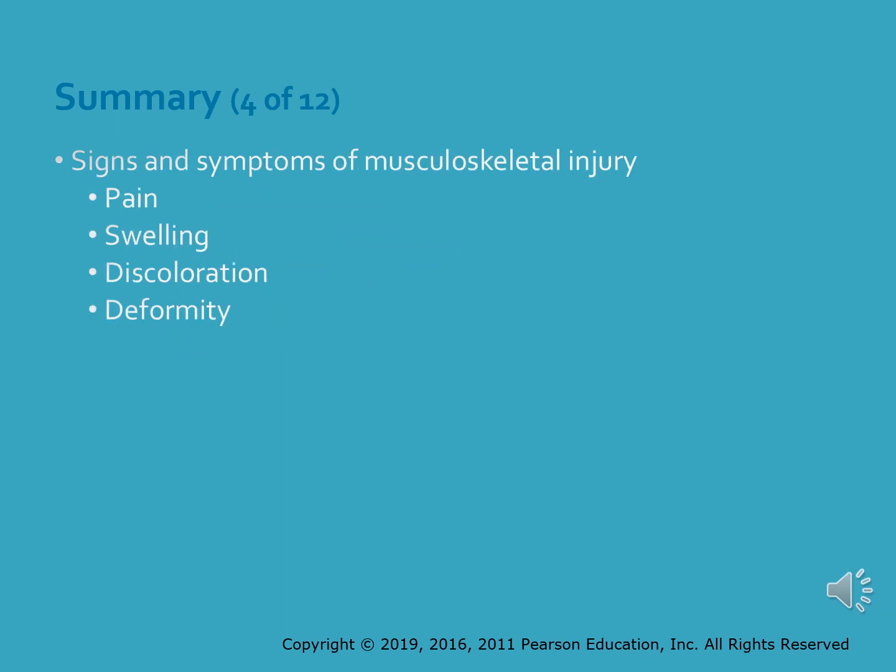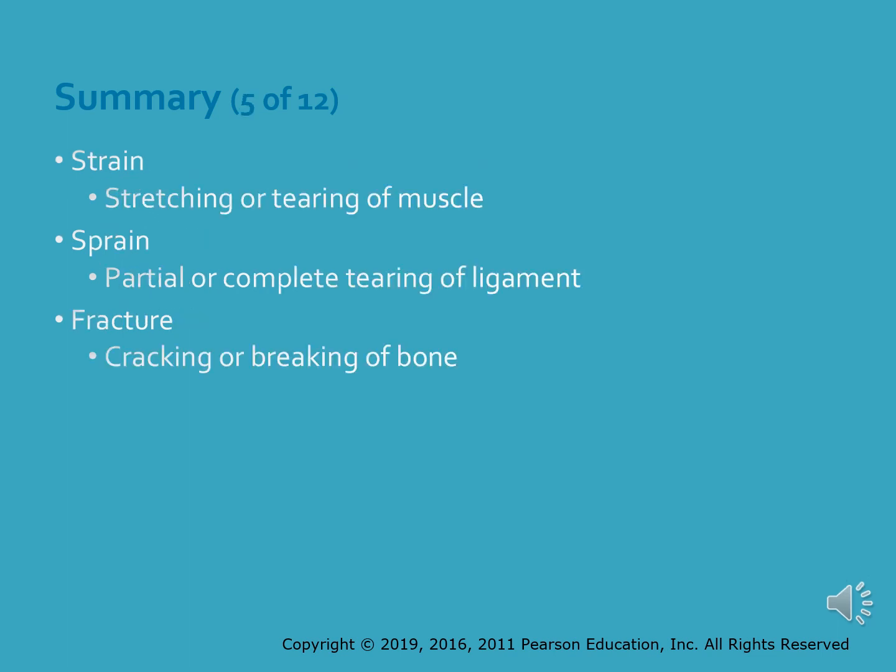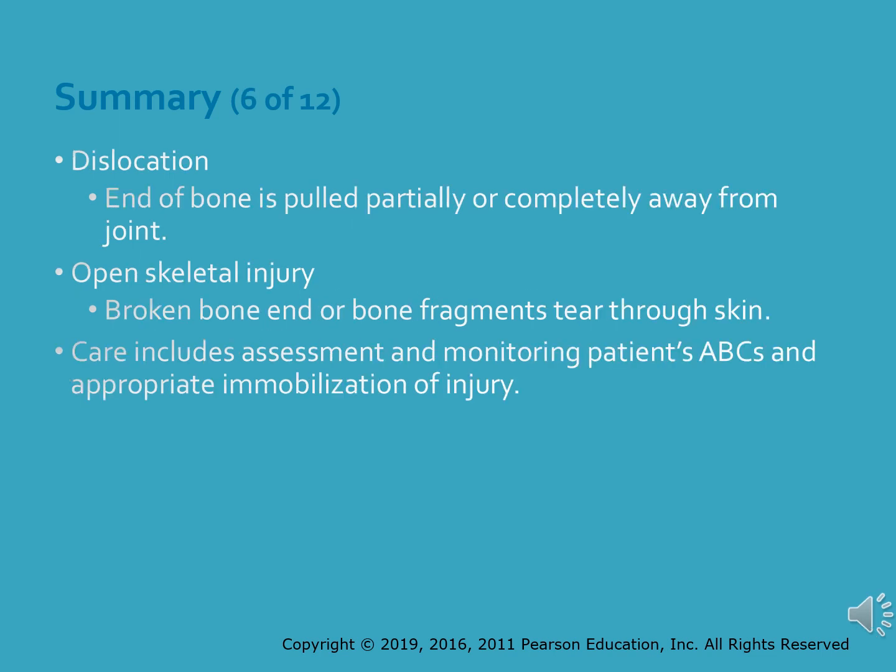Signs and symptoms of musculoskeletal injury are pain, swelling, discoloration, and deformity. A strain is stretching or tearing of the muscle. A sprain is a partial or complete tearing of the ligament, and a fracture is cracking or breaking of a bone. Dislocation is the end of a bone that is pulled partially or completely away from the joint. Open skeletal injury is when broken bone ends or bone fragments tear through the skin.